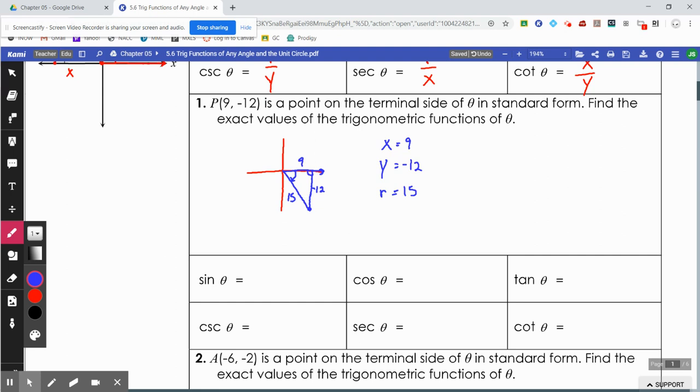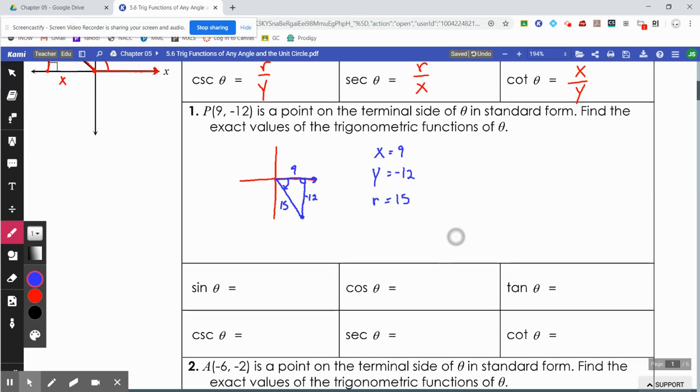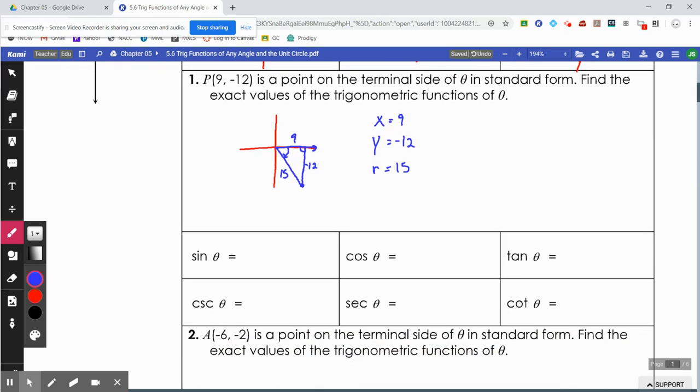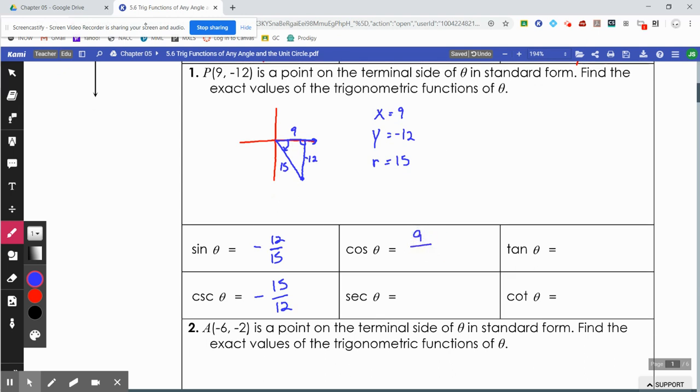Later on, we'll talk about which of sine, cosine, and tangent are positive or negative, and where. Now let's find all the different values. My sine value, opposite over hypotenuse, is y over r, so that's negative 12 over 15. My cosecant is the reciprocal, negative 15 over 12. My cosine value is x over r, which is 9 over 15. I should have reduced those: that's negative 4/5 and negative 5/4. 9 over 15 is 3/5, so my secant is 5/3.